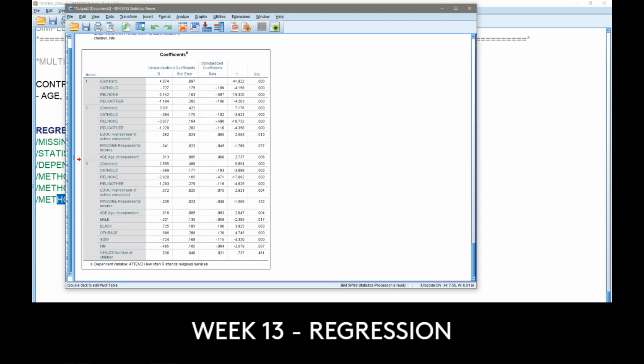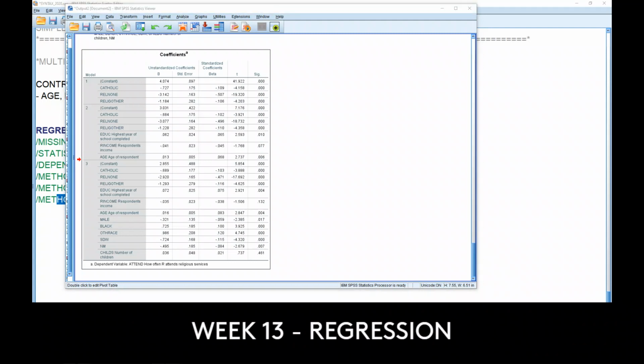Education stays the same. Income, it's still negative, but it lost its significance. So this means that when we account for sex, race, and marital status, a person's income is not as important in influencing religious attendance, right, as when you don't account for those things. So again, once you control for these factors, the effect of income is gone. Okay. Age is still significant.